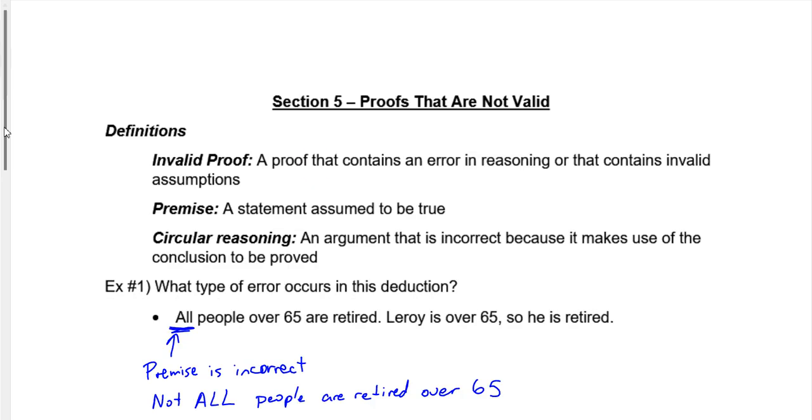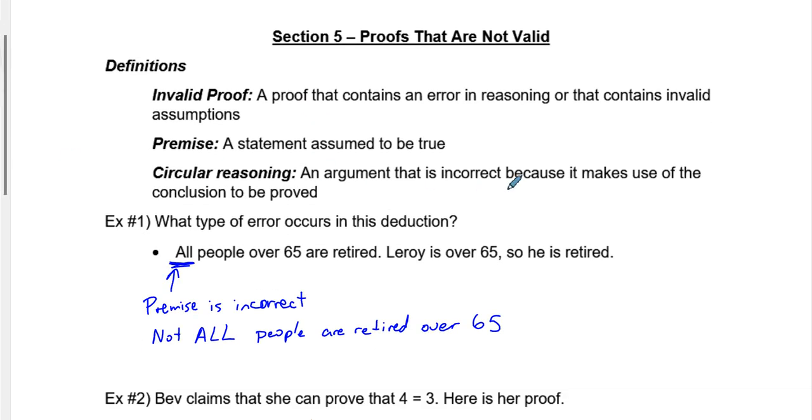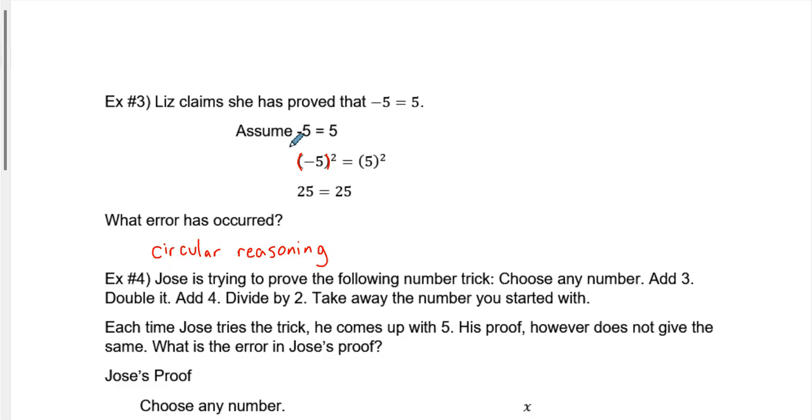So this is that circular reasoning. That's that third definition on our page. The argument is incorrect as it makes use of the conclusion to be proved. So starting off with -5 equals 5, well, no, it doesn't. This is -5 and that's positive 5. They're not the same.